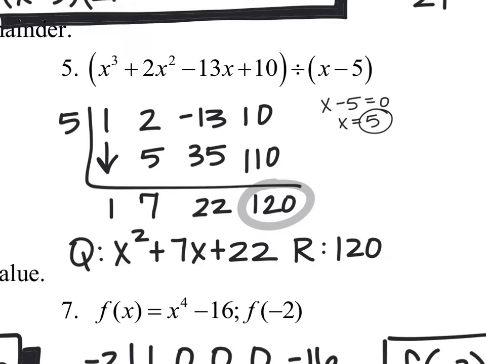So we bring down the 1, multiply, add, multiply, add, multiply, and add, and we get a remainder of 120. 1, 7, 22 represents the polynomial x squared plus 7x plus 22. Once again, we know that this is a quadratic quotient because our dividend was cubic and our divisor was linear. X cubed divided by a single x leaves us with an x squared.